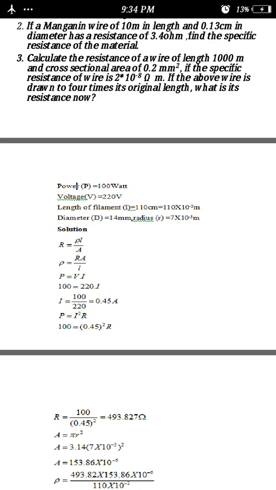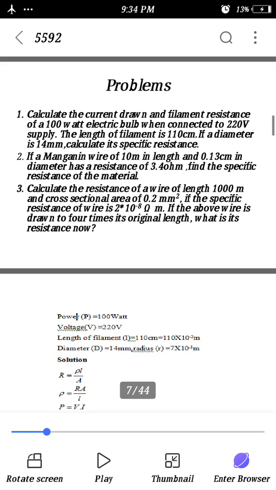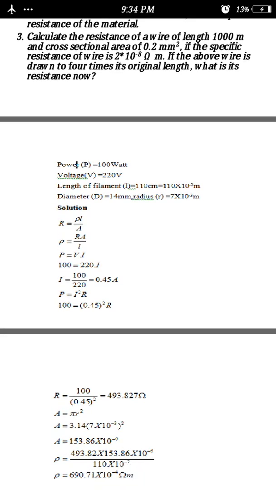We know the values of P, that is 100 watt, and volt, supply voltage, that is 220 volt. So from this term we can determine the value of current, that is 100 divided by 220 is equals to 0.45 amps. So we determined the value of current, that is the first term in the question, that is calculate the current drawn. The current value is equals to 0.45 amps.